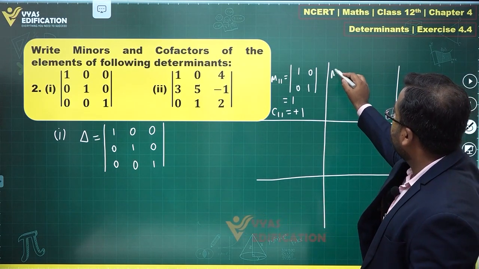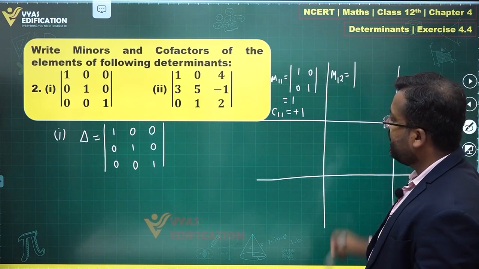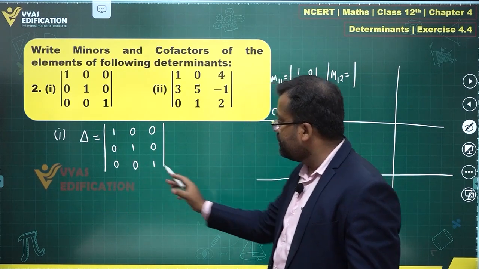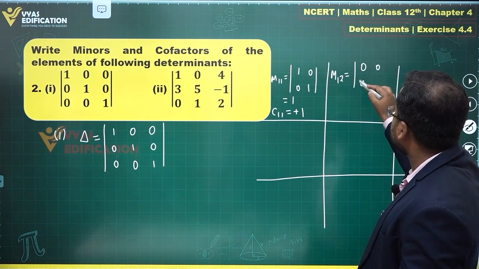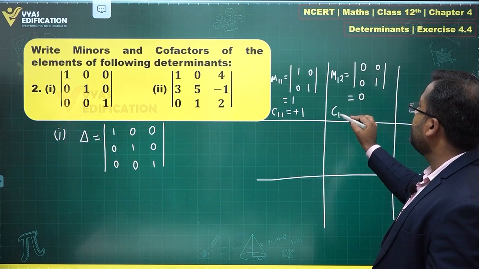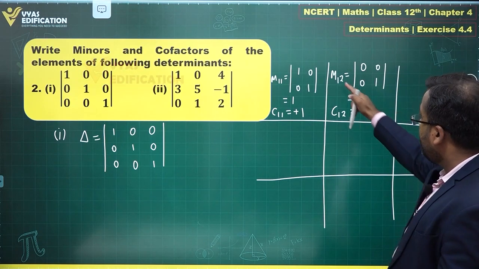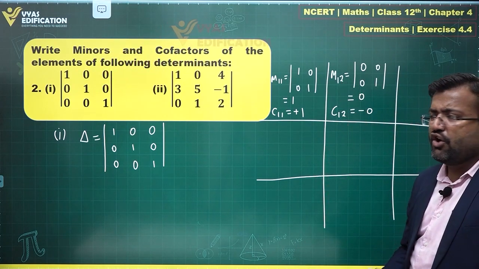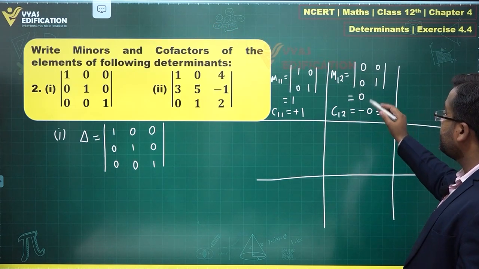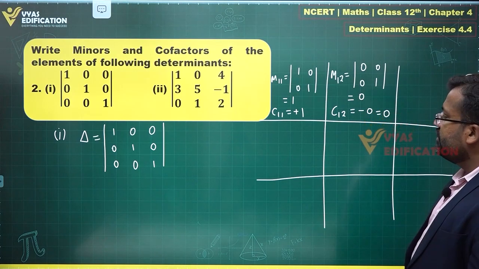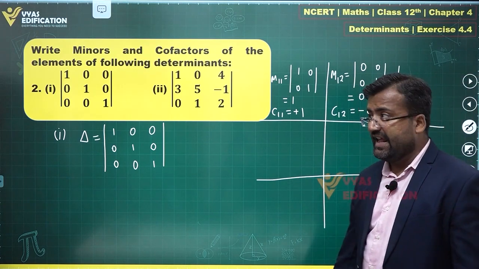Then M12 will be, eliminate the first row and the second column, what you get is 0 0 0 1. This value will be 0 minus 0, which is 0. C12 will be minus of this M12. Minus 1 power 1 plus 2, that is minus 1 power 3, odd. Minus 1 power 3 is minus, and then you have a minus 0, which is simply equal to 0. C12 is found directly.